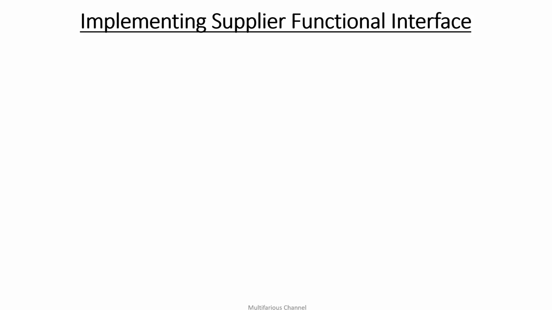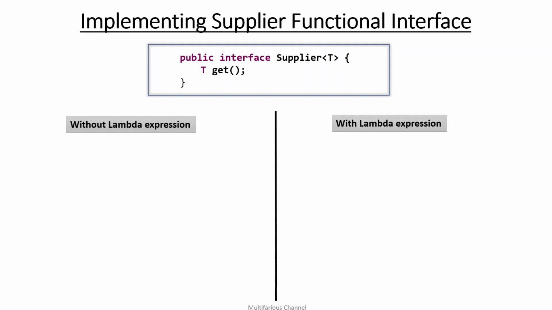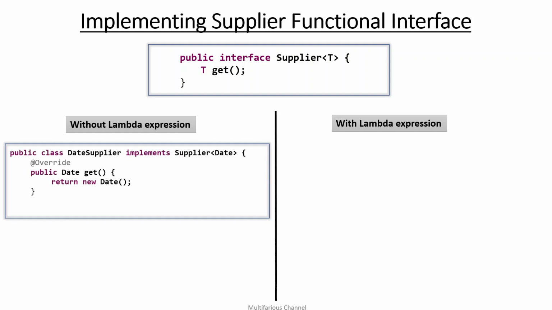So let's take an example. Let us assume that I want to write a supplier that will give me an object of the Date class. So a supplier is defined like this. Let us first try to implement this without any lambda expression. In Java 7, what we will do is create a class that will implement the supplier interface and provide an implementation for the abstract method get. So our code will look something like this. Public class DateSupplier implements Supplier of type Date. This class will override the get method, and in the get method we'll return the object of the Date class.